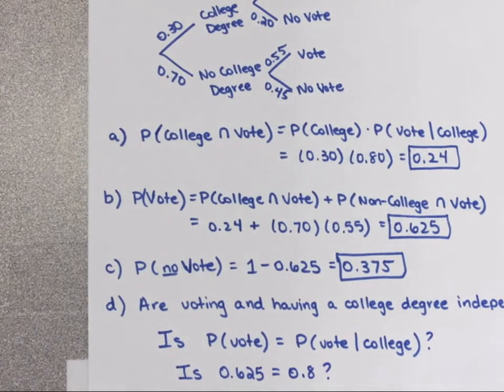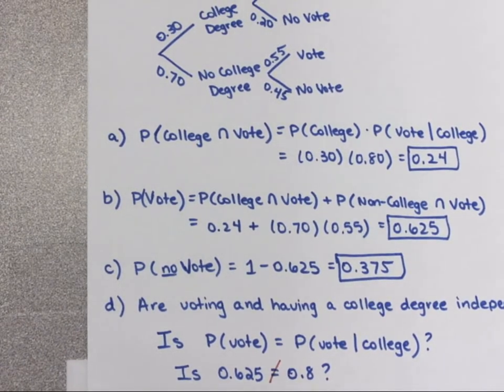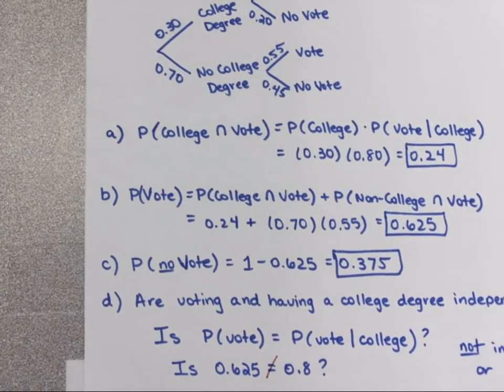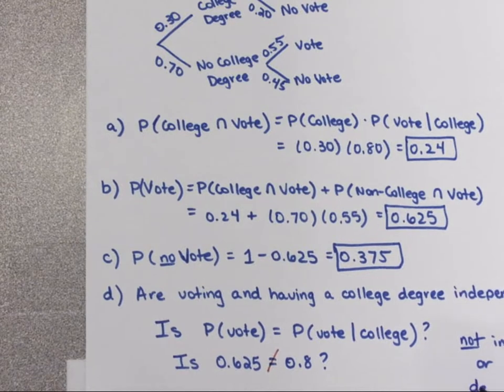Is 0.625 close to 0.80? It's actually not even close to the same, right? So it means they are not independent. Or what's a better way to say that so it's not like a double negative? They are dependent, yes.